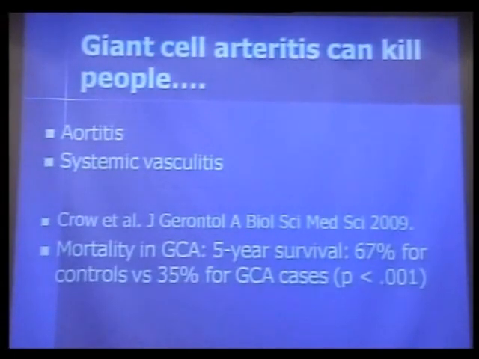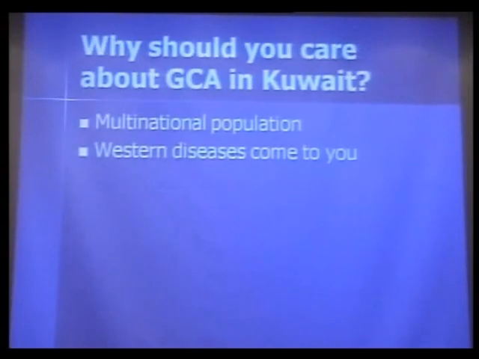And giant cell can kill you, and the way it kills you is it is a systemic vasculitis, and there's certainly been evidence for aortitis. It's not as high in my practice as in the Mayo Clinic data, but certainly if you look at mortality versus age-matched controls, giant cell does kill people.